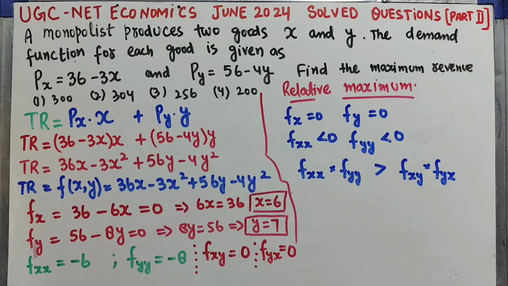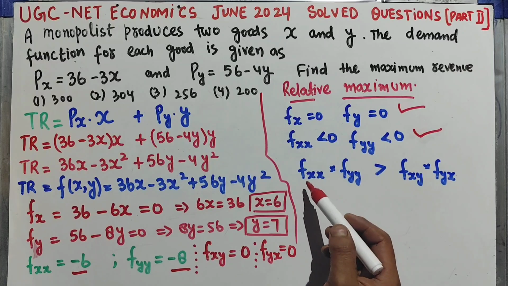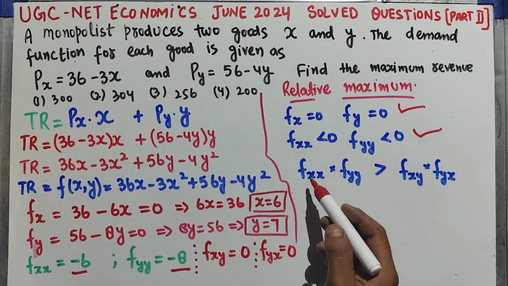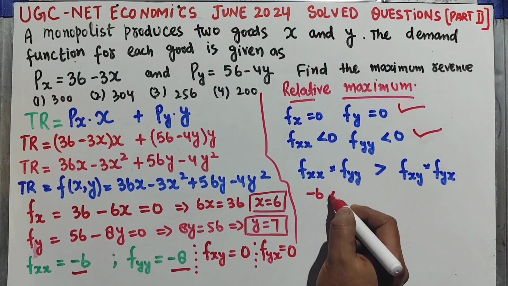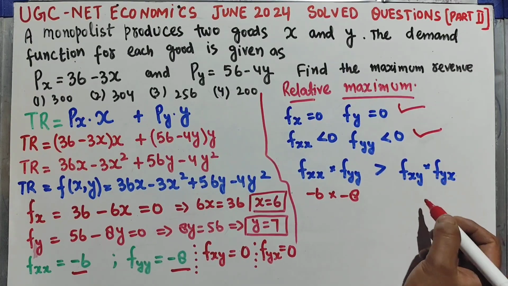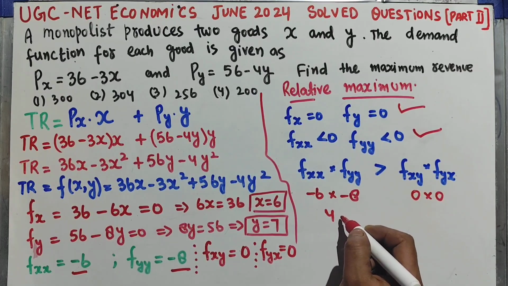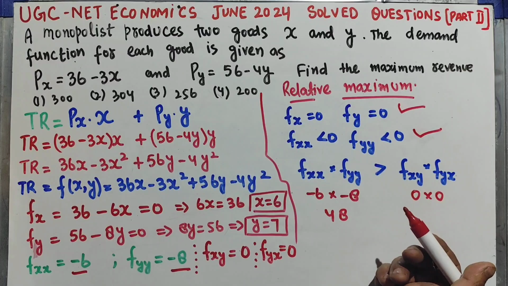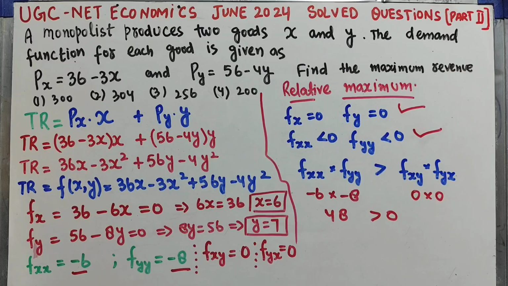Here we can see both second partials are less than 0. These are negative, so this condition is fulfilled. The critical point we calculated is 6 and 7, and this condition is also fulfilled: f xx came out to be minus 6, times f yy, which came out to be minus 8, and f xy and f yx are 0 times 0. Here 8 times 6 is 48, which is greater than 0, so all the conditions are fulfilled.